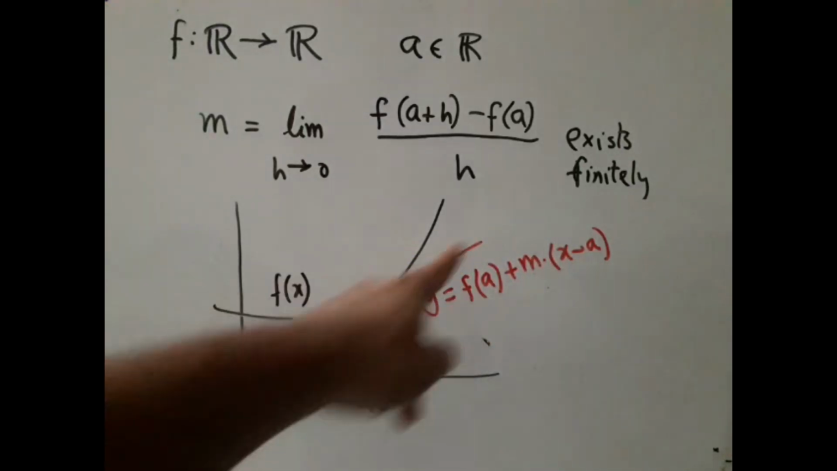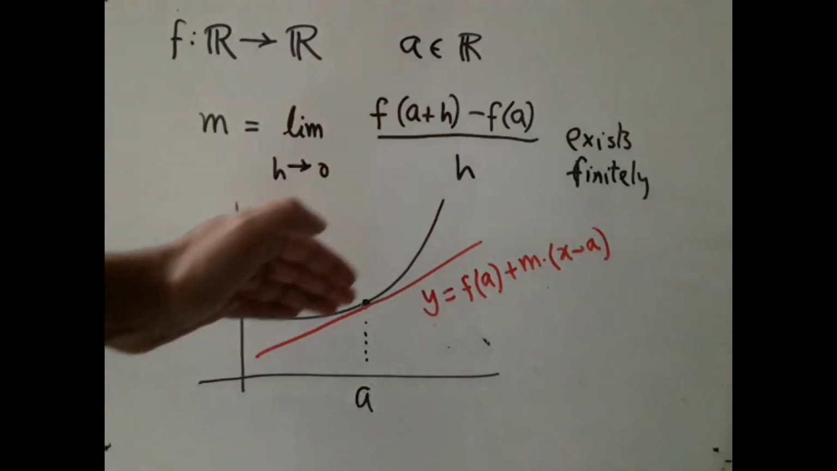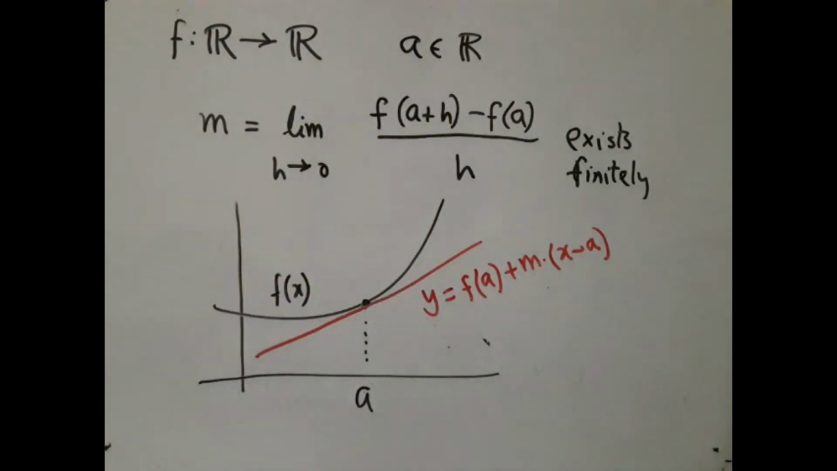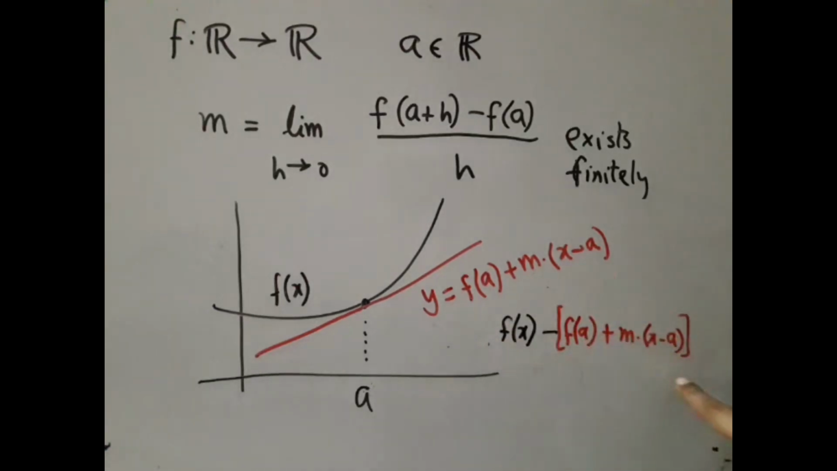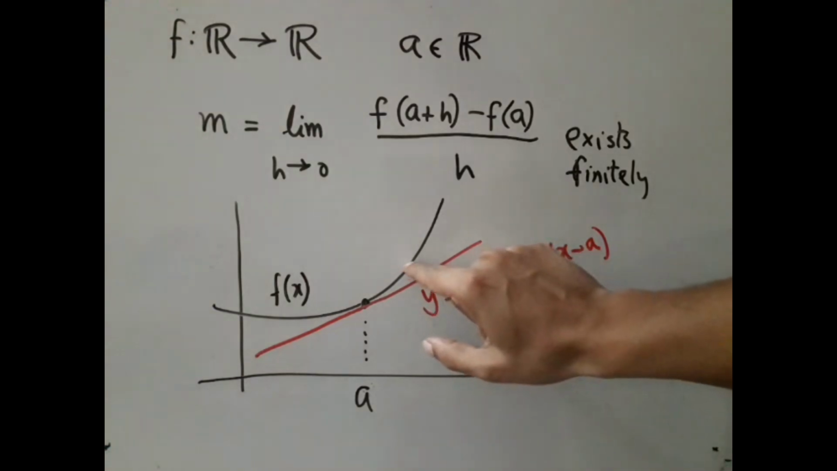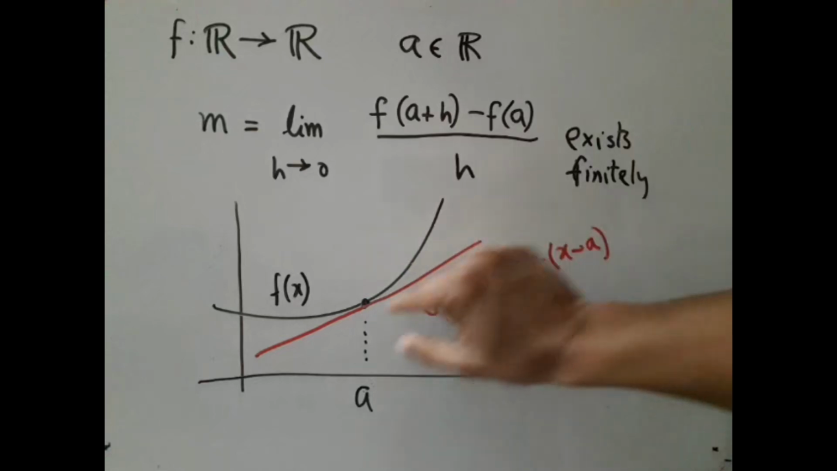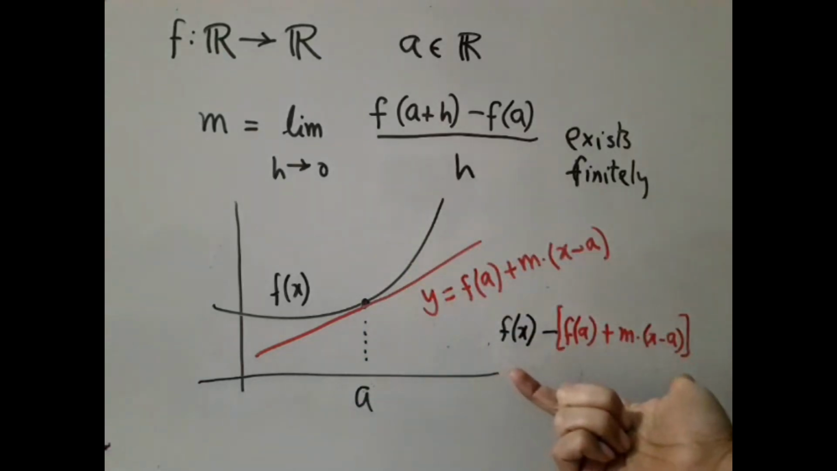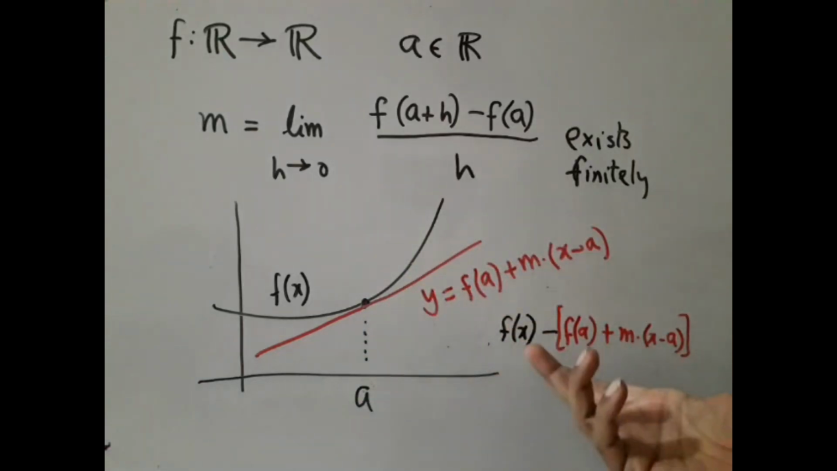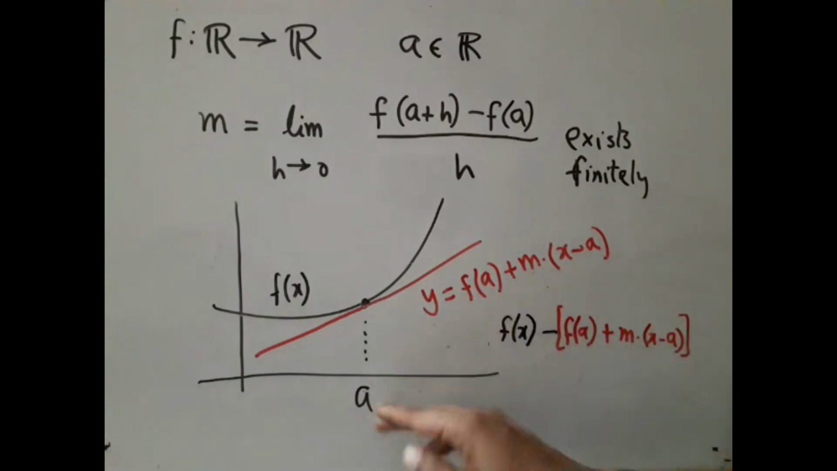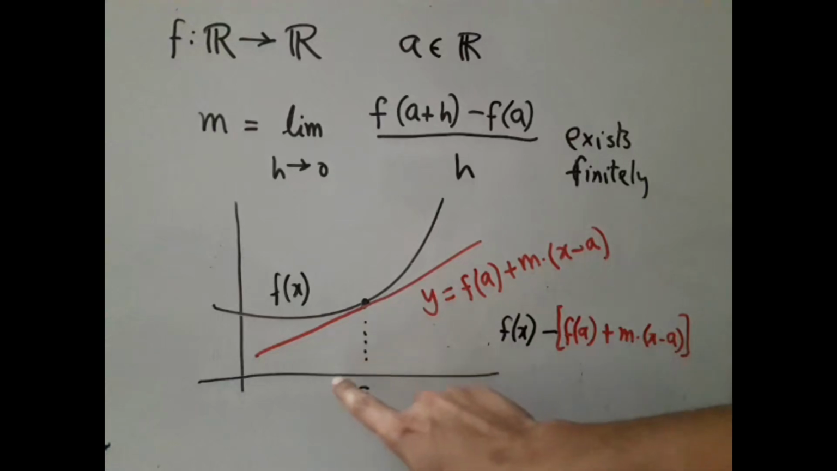To say that this line becomes indistinguishable from that curve, Newton and Leibniz suggested the following thing. They said, look at the difference between f(x) and the value on the line. Obviously, this should go to 0 as x comes closer to a. So, I am allowing x to hover very close to a. But that is not enough.